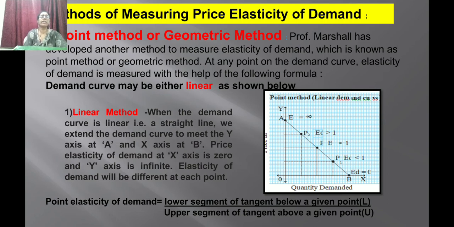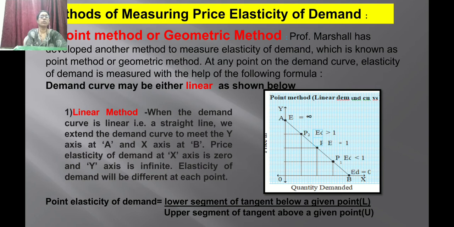The demand curve may be linear, as shown below. Linear means the demand curve is a straight line. You can see in the diagram that the point method is given. On the diagram, the y-axis and x-axis are given. The demand curve is a line that joins both axes. We extend the demand curve to meet the y-axis at A and the x-axis at B. The point where the demand curve touches the y-axis is A, and the point where it touches the x-axis is B.